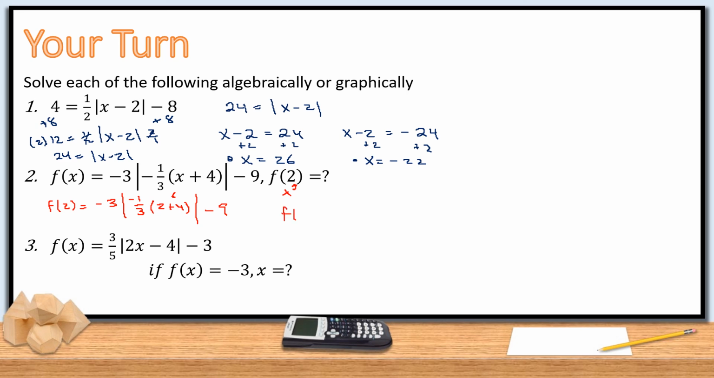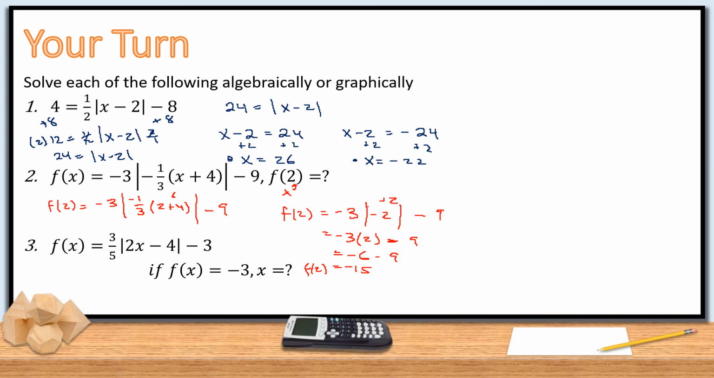So let's take a break there and write down what we got. So minus 3 times minus 2, and that should be absolute value, not a parenthesis. So we get absolute value of minus 2 and then minus 9. Absolute value of negative 2 is positive 2. So it's going to be minus 3 times positive 2 and then subtract 9. So that will be negative 6 minus 9, which is negative 15. So f of 2, when x is 2, the y value is going to be negative 15.